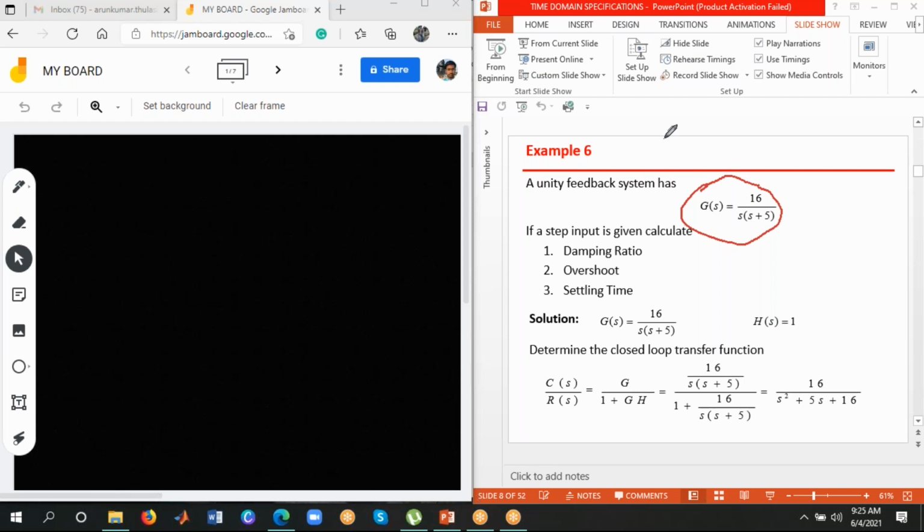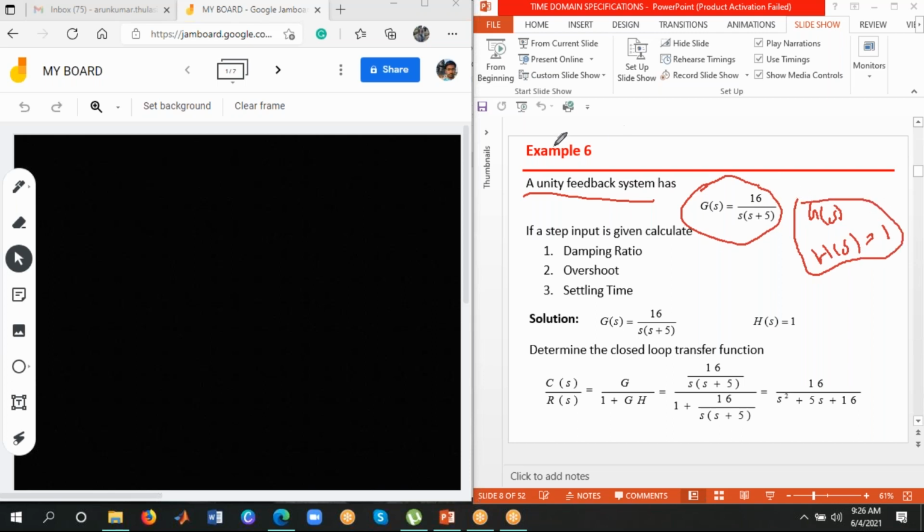Okay, it clearly says that a unity feedback system has G of s equals 16 divided by s into s plus 5, if a step input is given. Here, only the G of s value is given, and they particularly said a unity feedback system, so H of s is 1. Calculate this, and based on it we have to place the transfer function.